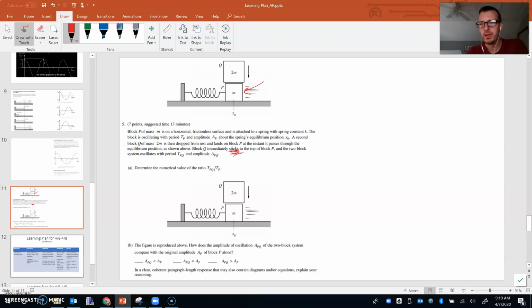The question here is asking us first to determine the numerical value of the ratio T_PQ over T_P. Now, there's a couple of terms in here we need to highlight. The equilibrium position. What else do we have? We have a sticky type collision, and that is about all we need to know.